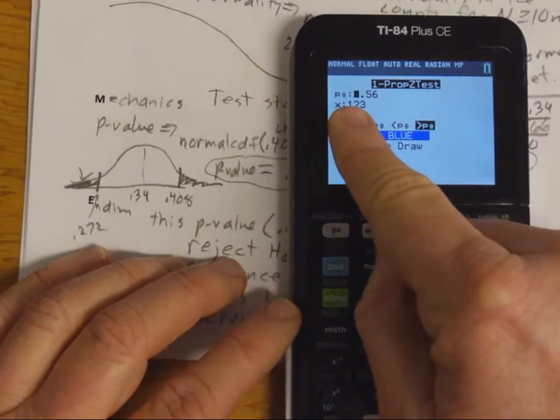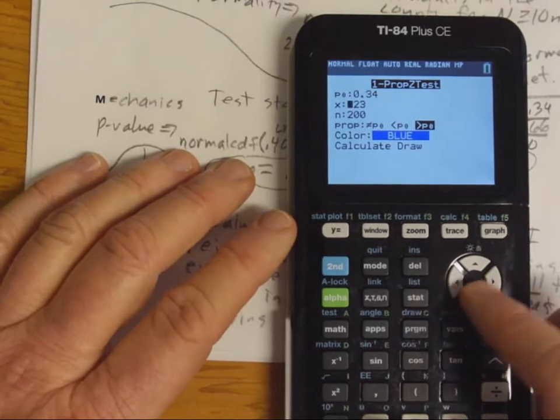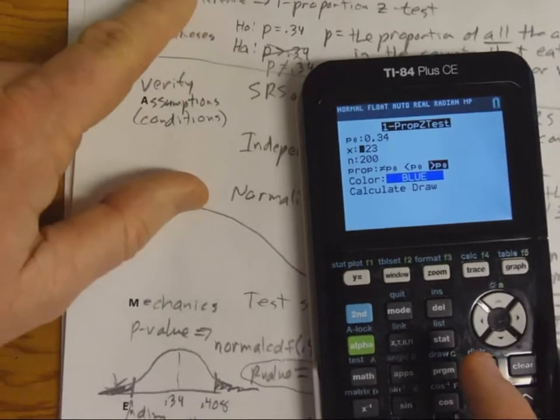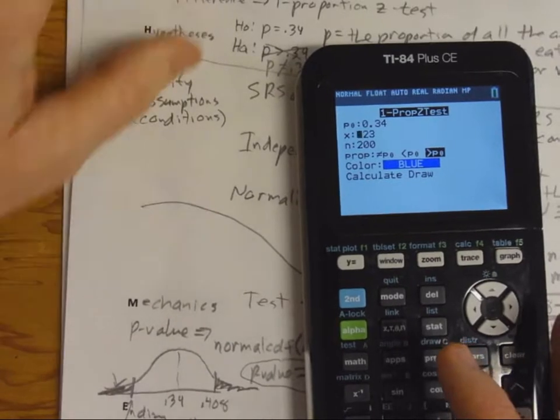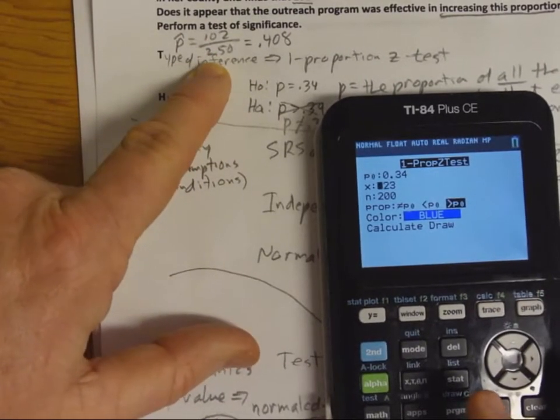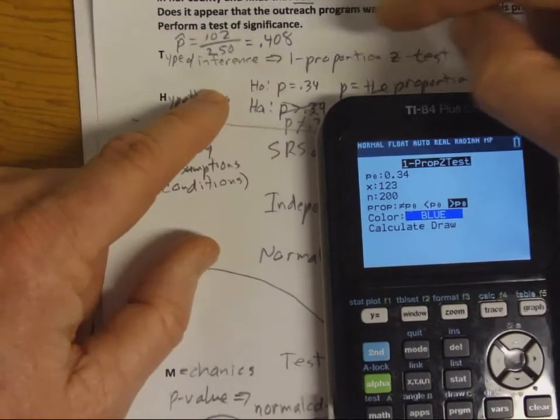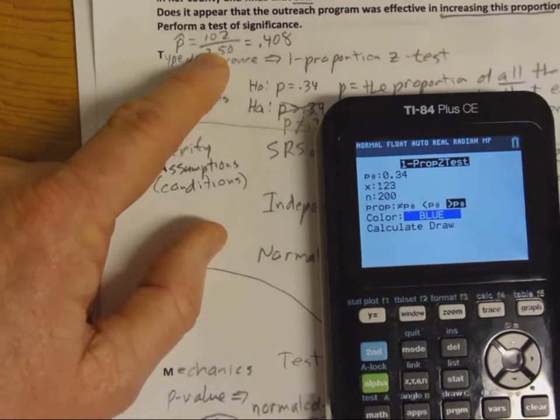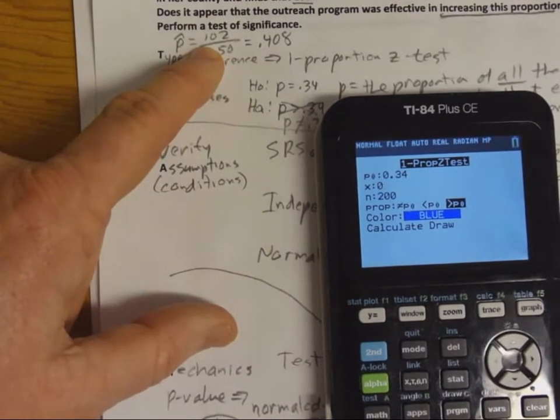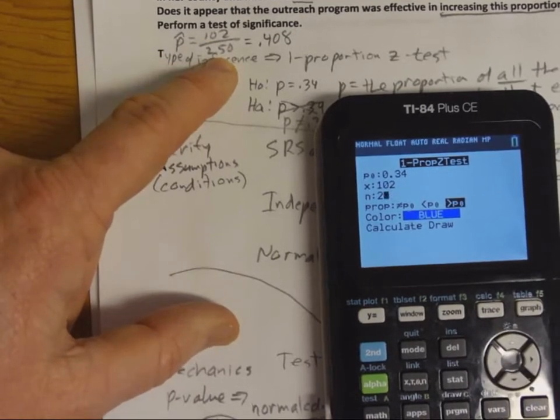Our p-naught, our hypothesized value in this case, is 0.34. Notice you aren't entering your p-hat. Okay, you have to enter your x and your n. Your x is your number of successes, which is 102, and your n is 250. So in the problem, if they had given you p-hat and not x, you'd have to multiply that times your n to get x. But anyway, it has to be an integer, 102. So that'd be 102, and then our n is 250.